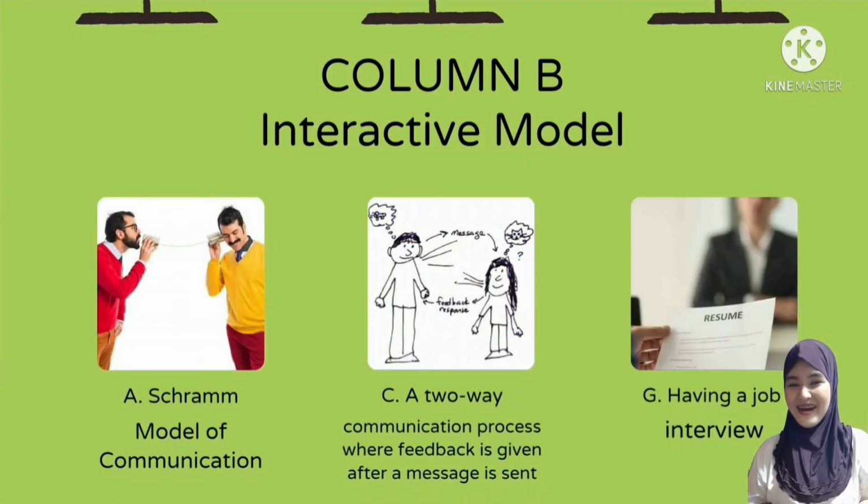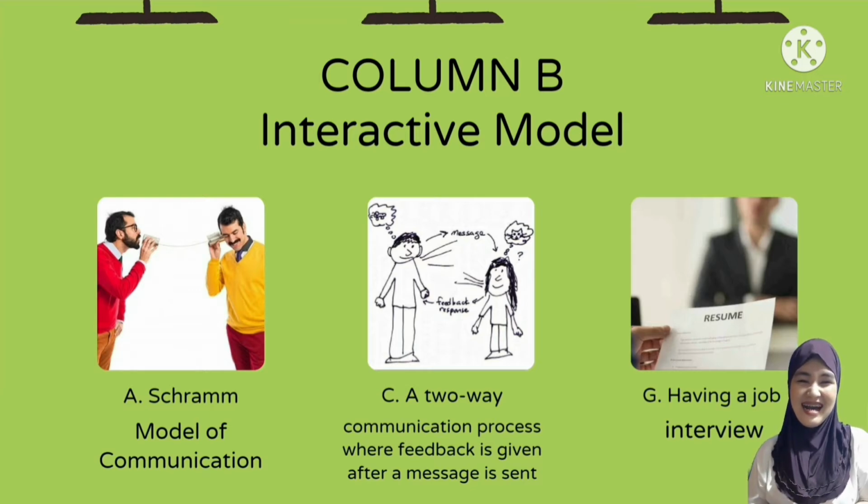For column B, we have letter A, Schramm model of communication. Letter C, a two-way communication process where feedback is given after a message is sent. Letter G, having a job interview. As we can see, these concepts show that there are 2 people interacting.